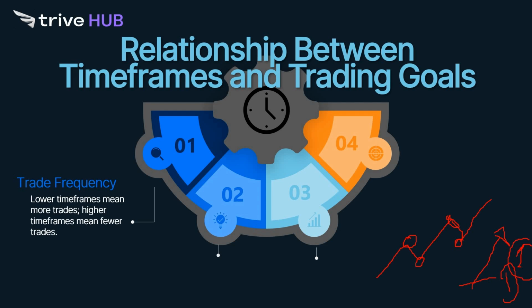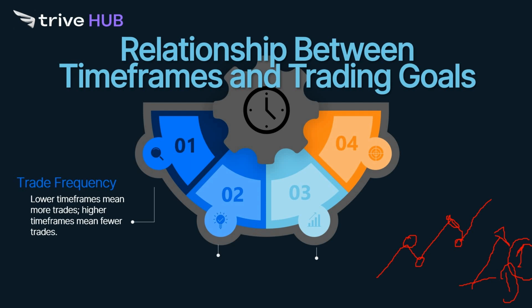So lower time frames are suitable for high frequency traders like scalpers and day traders. These traders aim to capitalize on small price movements multiple times a day. Let's say for example a scalper may execute 20-30 trades in one day. Each trade will last for a few minutes.